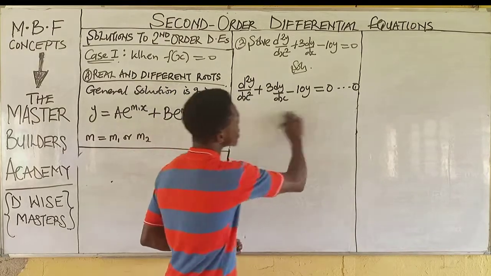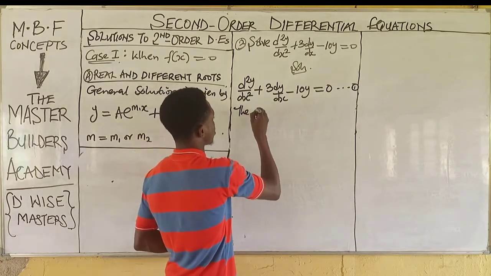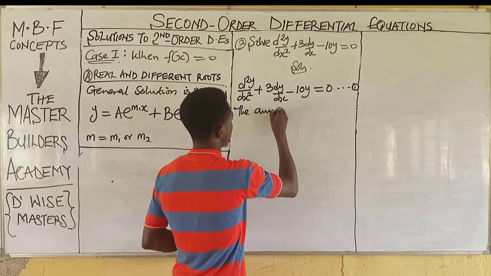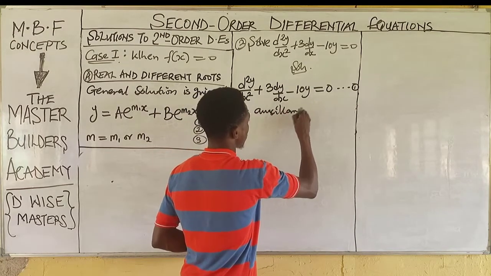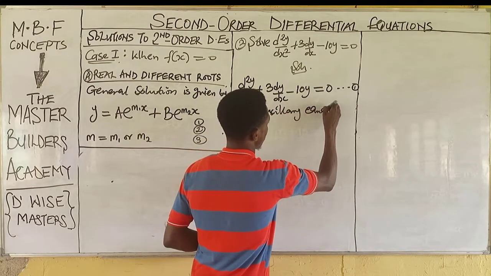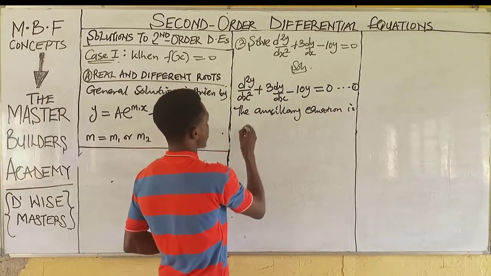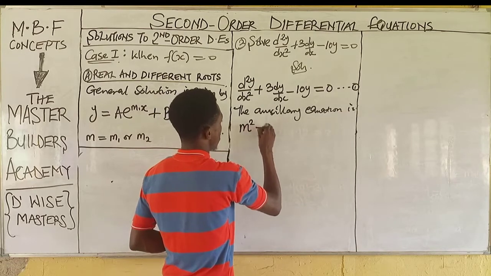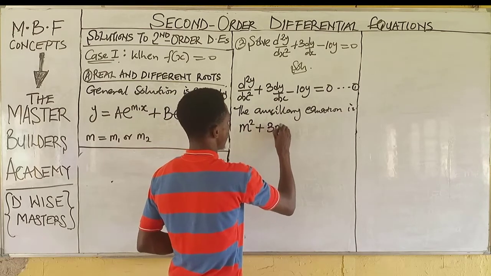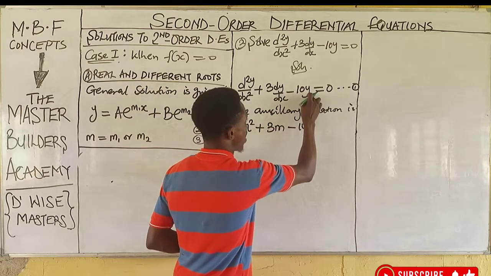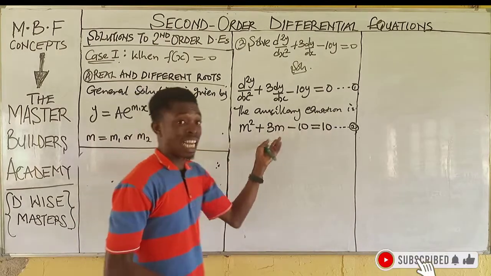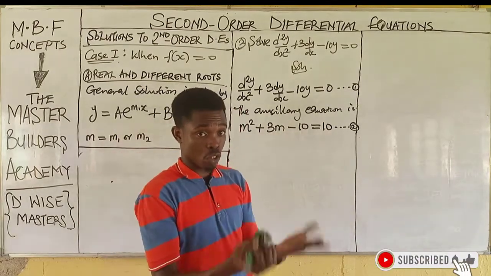So the first thing you do is to what? Convert to the auxiliary. So the auxiliary equation here is, you convert this to m squared plus 3m minus 10 multiplied by y is 1. 10 multiplied by 1. And now we know that this is a quadratic equation.